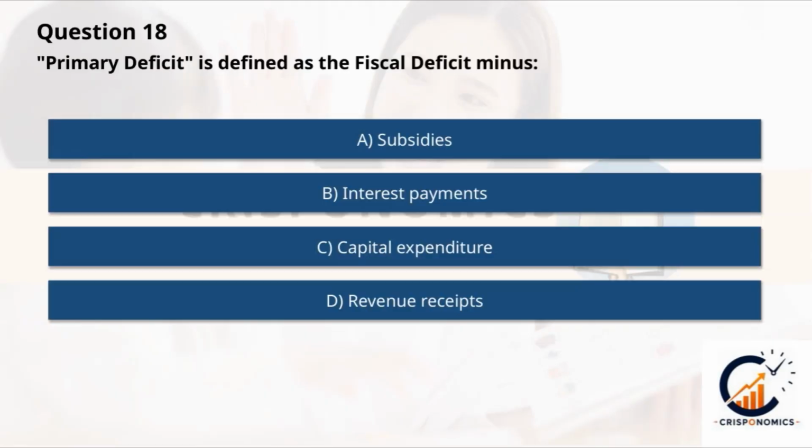Let's break down what's meant by the primary deficit. It's the fiscal deficit, but with a key adjustment: we subtract certain payments. Specifically, we take away interest payments. That's because the primary deficit focuses on the government's current spending and revenue, excluding the cost of past borrowing. So, when we talk about the primary deficit, we're looking at the fiscal gap before accounting for interest on debt. This helps us understand the underlying fiscal health more clearly.